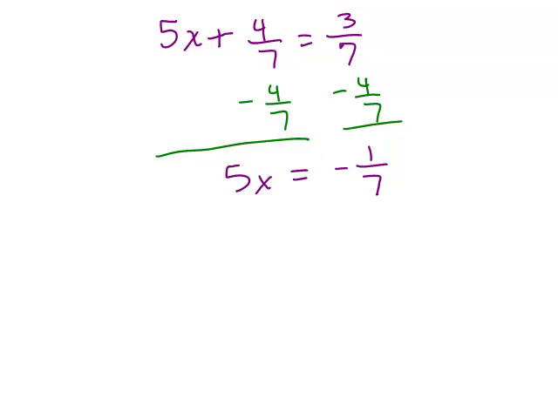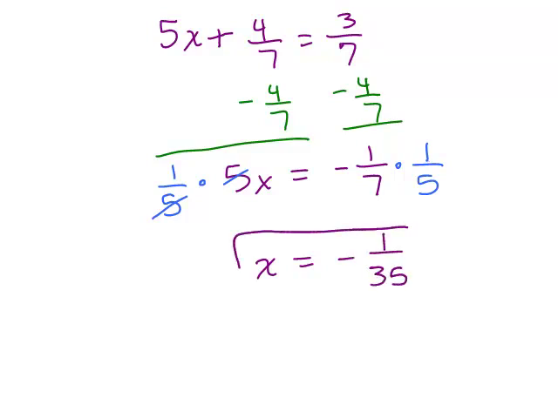I'm going to do it by this traditional method, just multiply by the reciprocal, so that the 5's cancel, and we will get x equals, be careful here, you have a negative times a positive, so it's -1/35. Up here, I want to make sure you realize that when you do 3/7 minus 4/7, again, that's going to be a -1/7. Don't forget that negative sign.